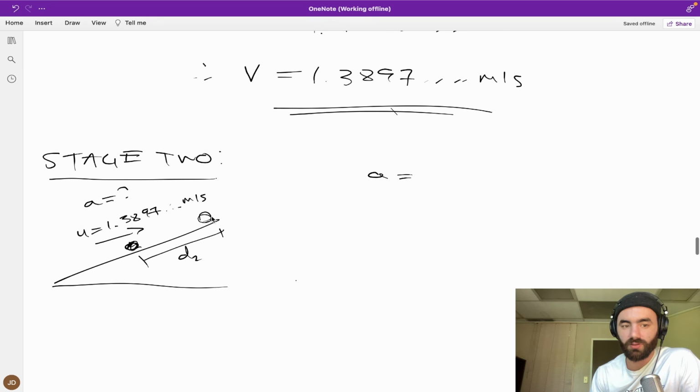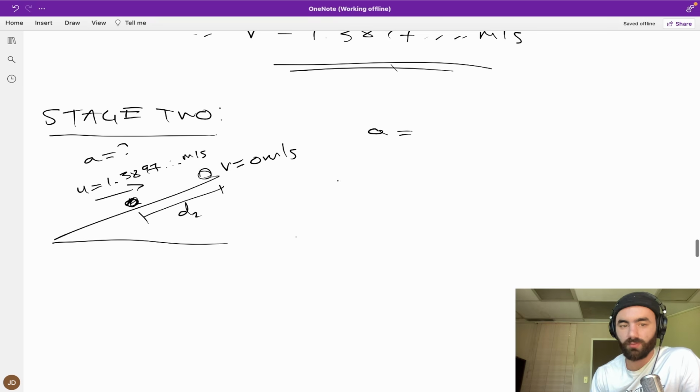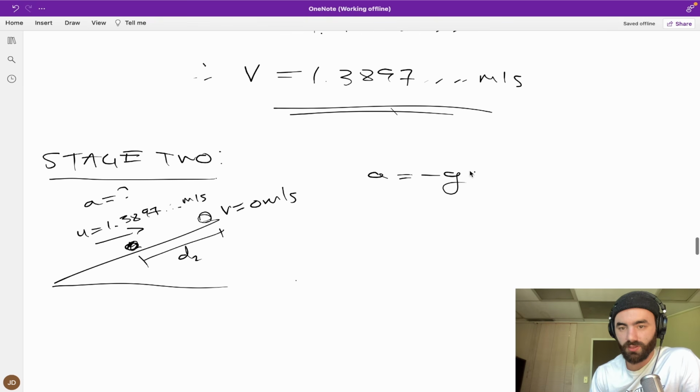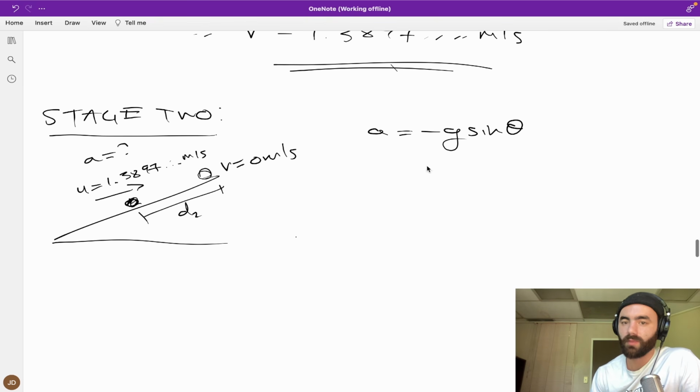Where the final velocity at the top is 0, right? Because that's when it comes to instantaneous rest. And the acceleration down the slope is just going to be minus g sine theta, right? This is the acceleration, g down, this is theta.